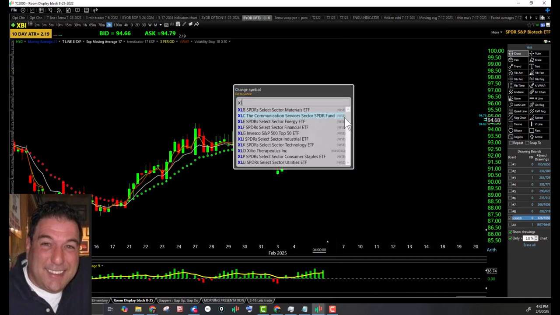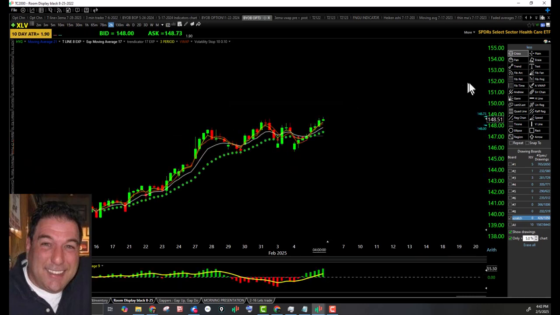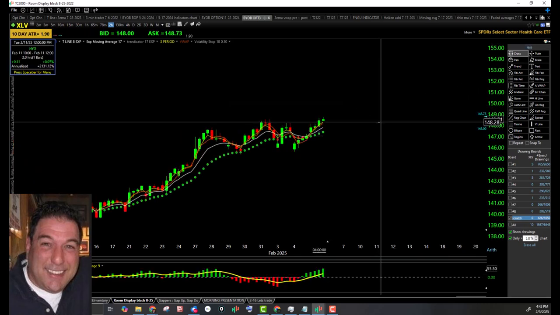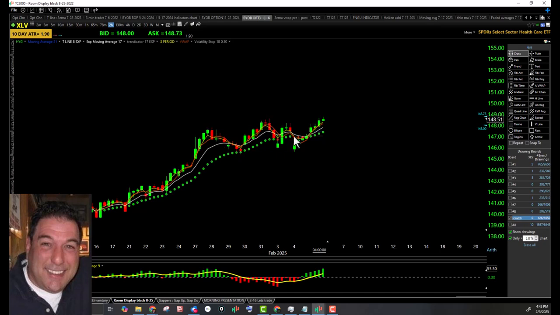XBI, XLV, and that's healthcare. They're in the same W pattern right there. So they're both looking good. Nice consolidation, moving up, holding the higher ground. That's what we like to see.